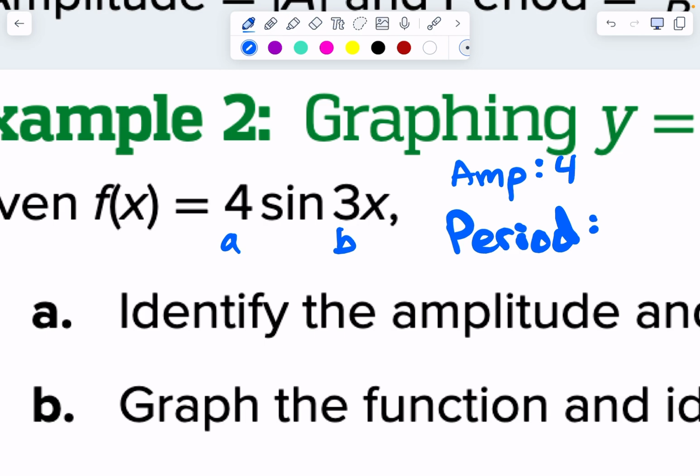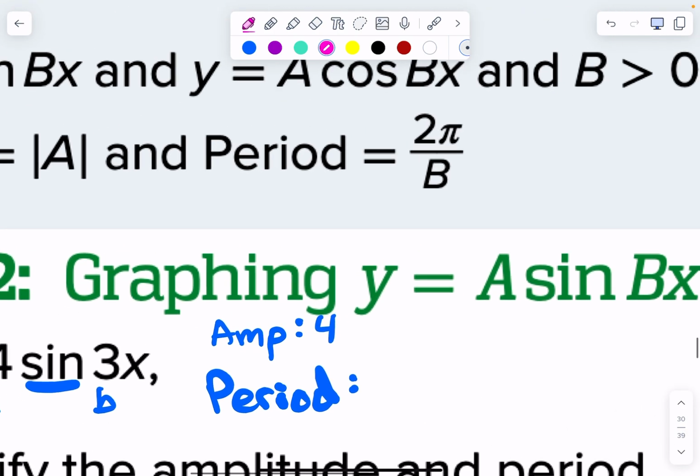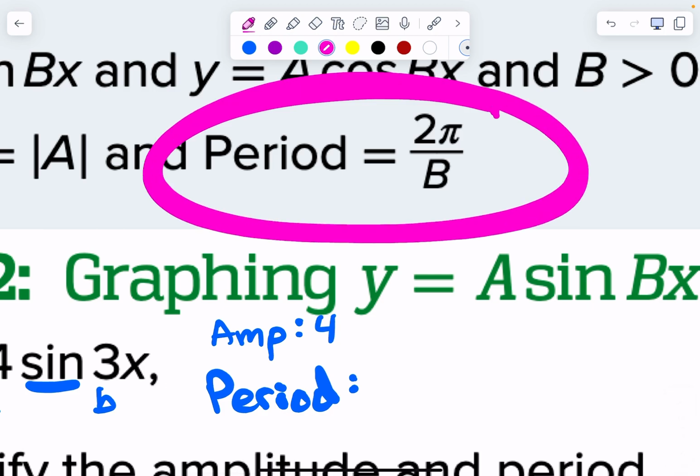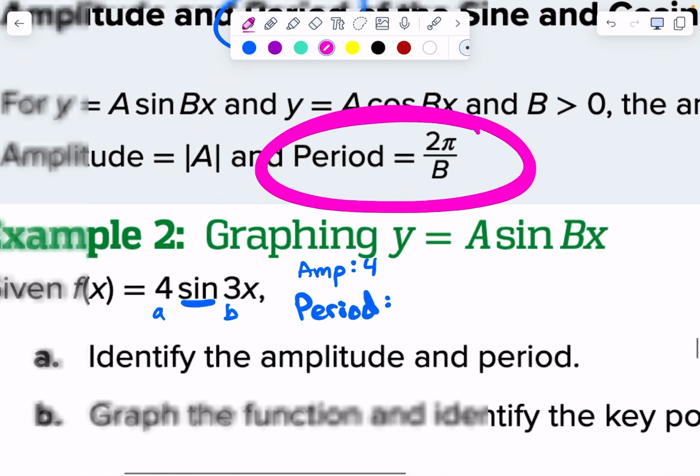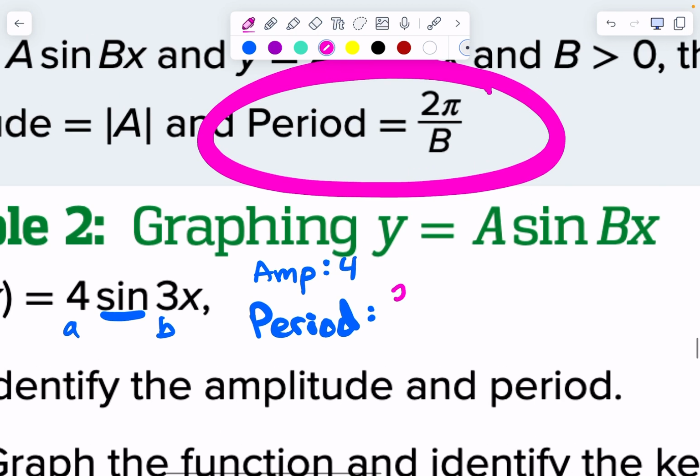right? What's the normal period of sine? Like how big is sine normally? 2 pi. So in order to find the period, the formula for finding period, circle it right up above here, is 2 pi divided by B. That's it. 2 pi divided by B. So if my B value is 3, the period is 2 pi over 3.